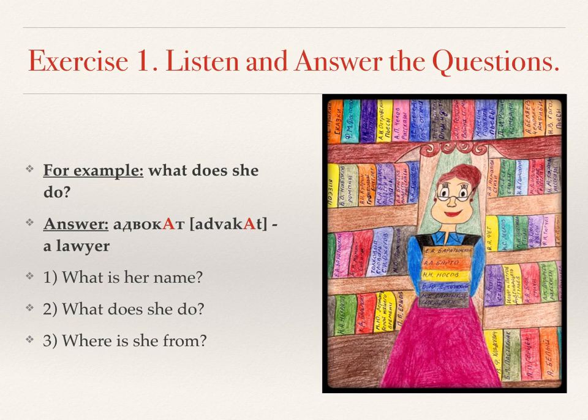Exercise 1. Let's get acquainted with the main character of this course. Listen to her and answer these 3 questions in Russian. Give only short answers. For example, what does she do? Answer: Advocat, a lawyer. Before listening, pause the video to read these questions. The next slide will help you check yourself.